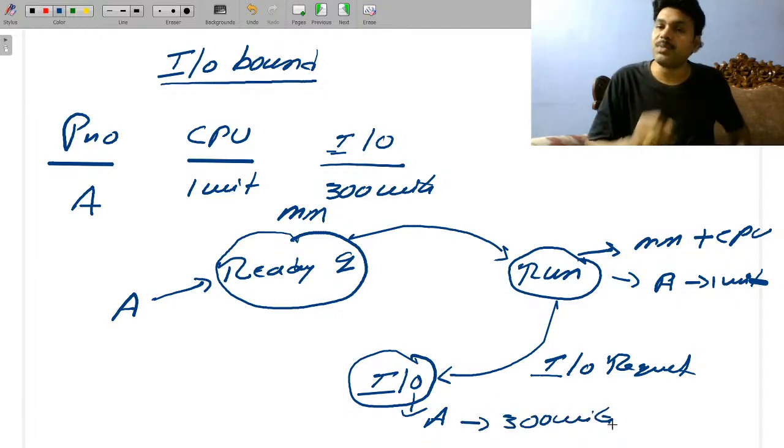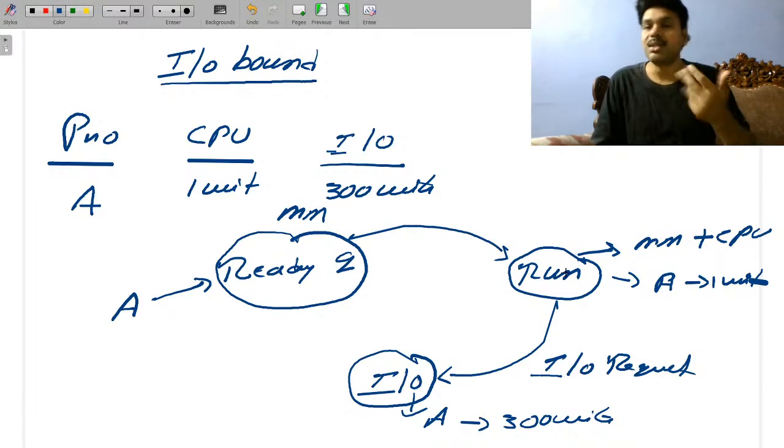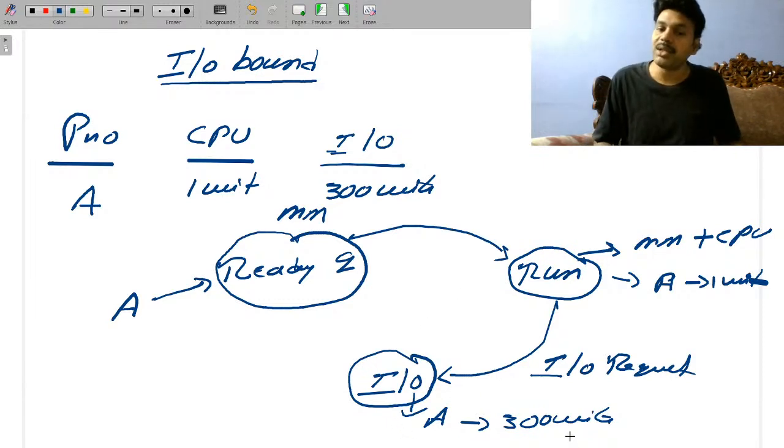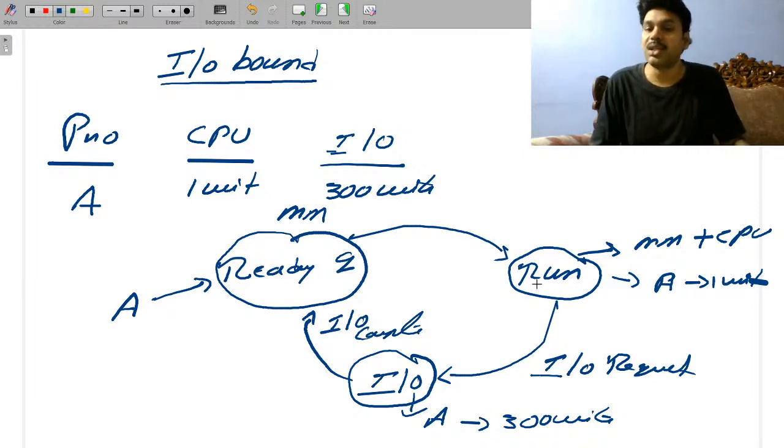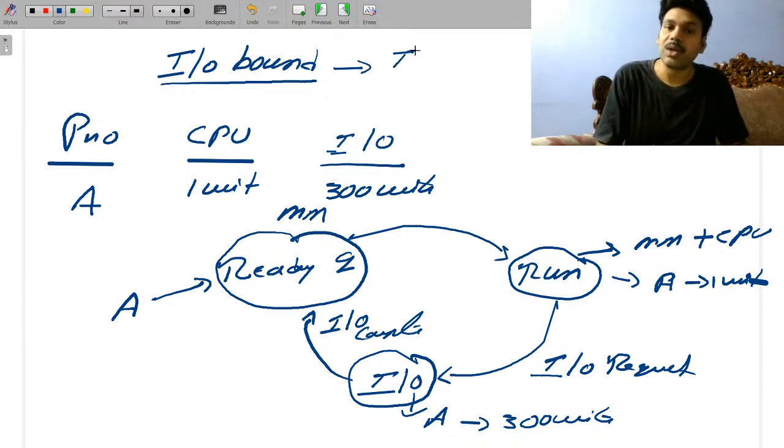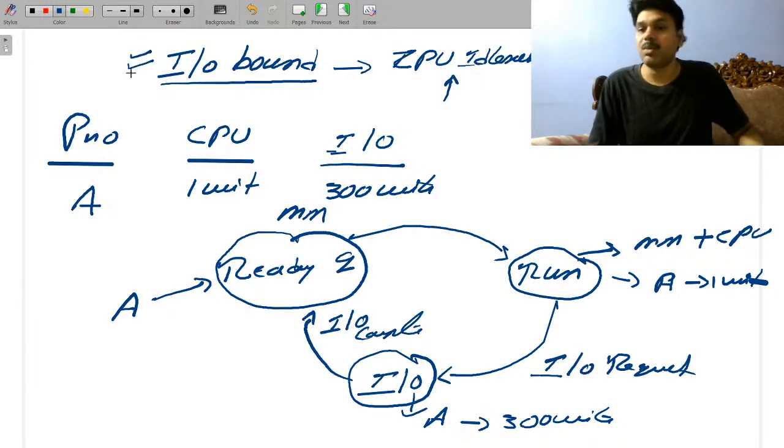So during the IO of process A, what is the CPU doing? The CPU is kept idle because no work is done by the CPU. Unless and until I complete these 300 units of process A, because I don't have other processes, the CPU is kept idle. This is the problem. Unless you complete your IO, you cannot go back to the run state. Therefore your CPU is going to be idle. So this is the main problem: CPU idleness. CPU idleness increases if you have IO bound processes.